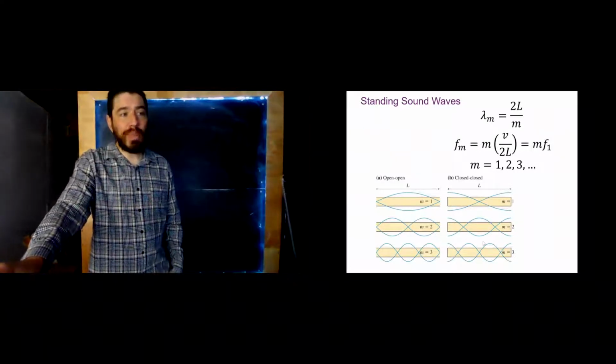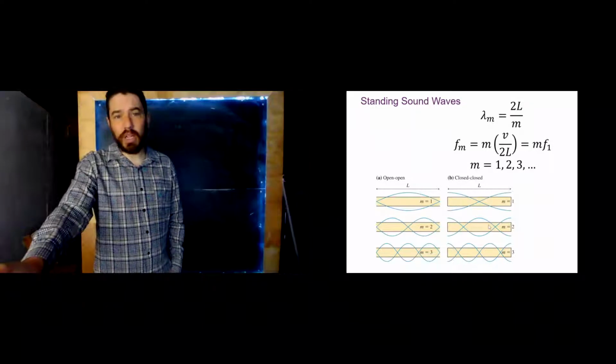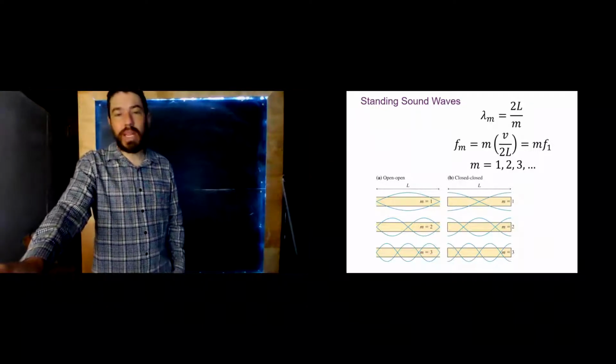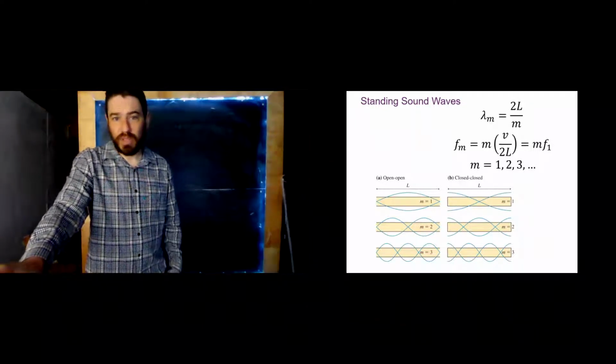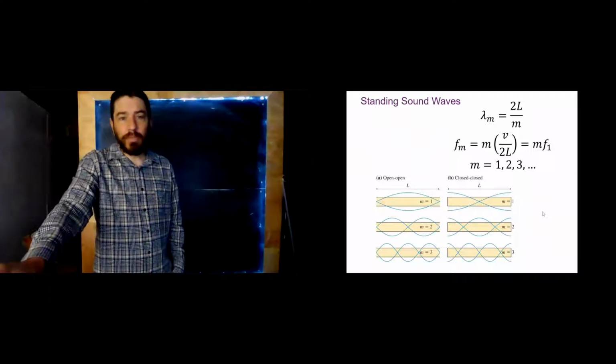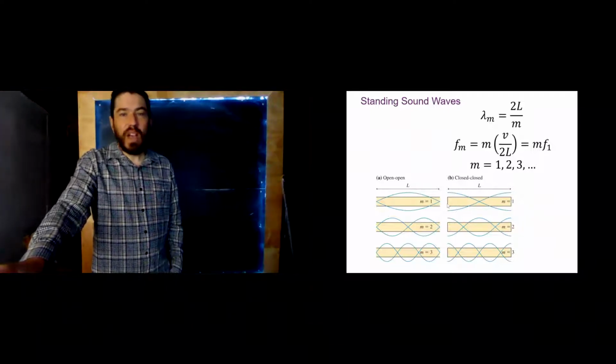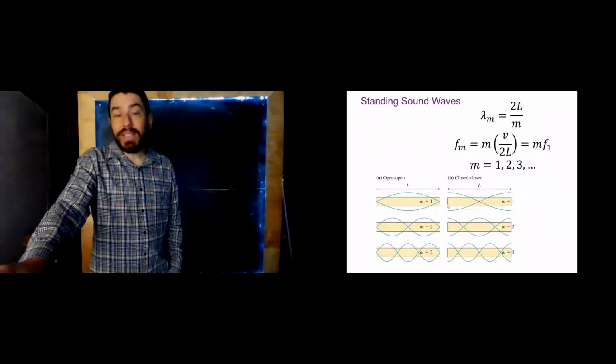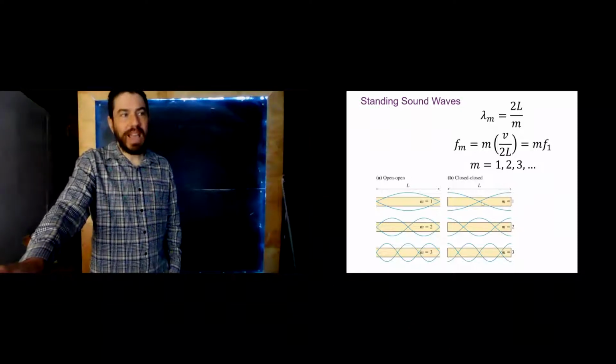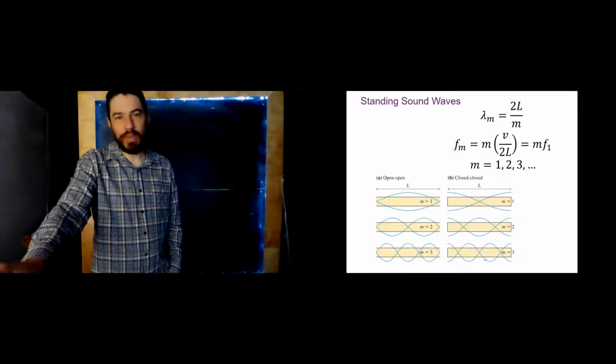Now, we could have a pipe that was closed at both ends. That's a little bit harder to visualize, but there's no reason why we cannot create a standing wave in a pipe that's closed at both ends. Notice here that since it's closed at both ends, we end up with an antinode at each end and a node in the middle. M equals 1, M equals 2, M equals 3.